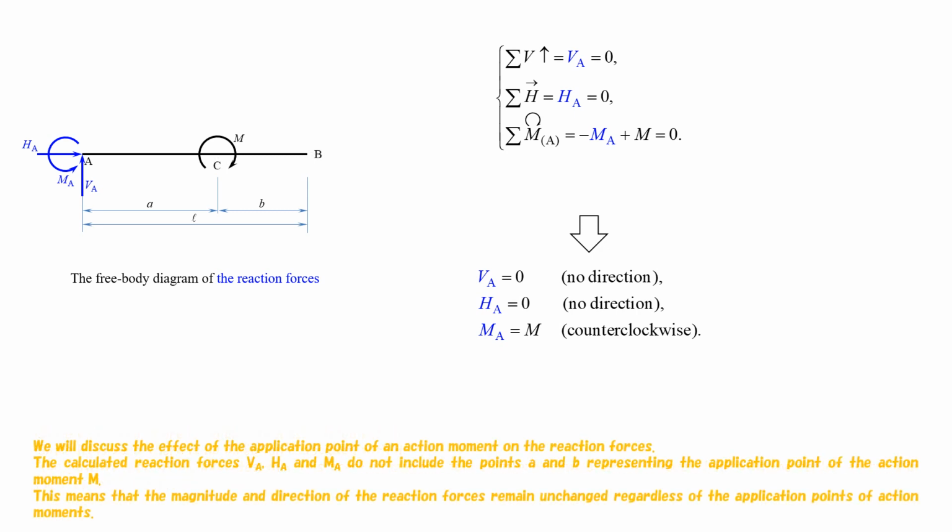We will discuss the effect of the application point of an action moment on the reaction forces. The calculated reaction forces, Va, Ha, and Ma, do not include the points A and B, representing the application point of the action moment m. This means that the magnitude and direction of the reaction forces remain unchanged, regardless of the application points of action moments.